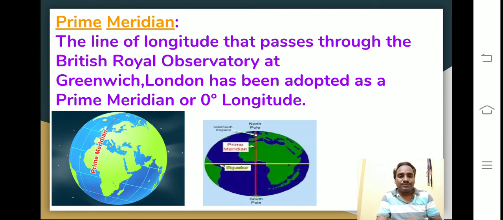Prime meridian: the line of longitude that passes through the British Royal Observatory at Greenwich, London, has been adopted as the prime meridian of the world. It is 0 degree longitude. It passes through the British Royal Observatory, Greenwich, London. You can observe it on the globe.